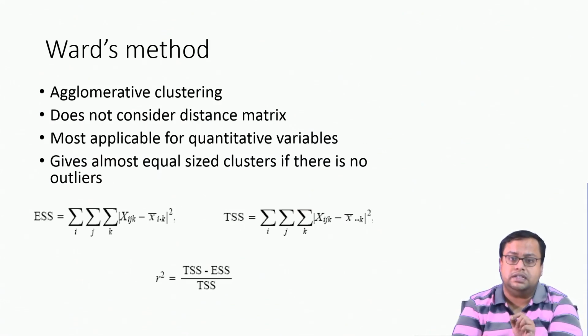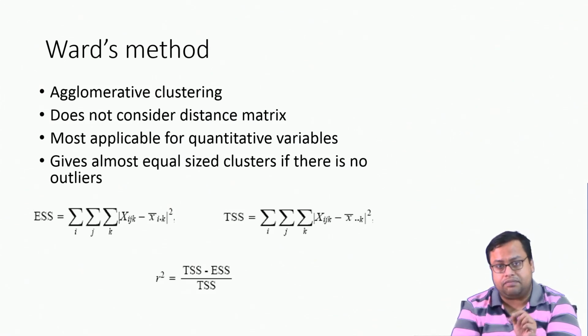Here they actually measure the R square. Instead of distance they measure the R square, and it checks which one I will join that will actually improve the R square. And what is R square? R square is similar to what we measure in case of regression. If you remember the multiple R square, it is similar.